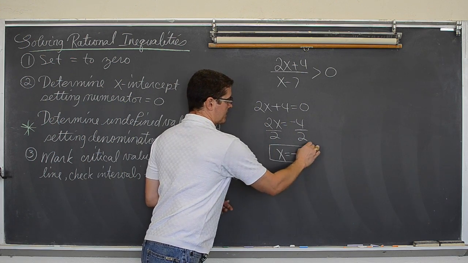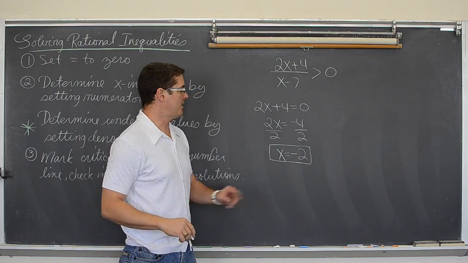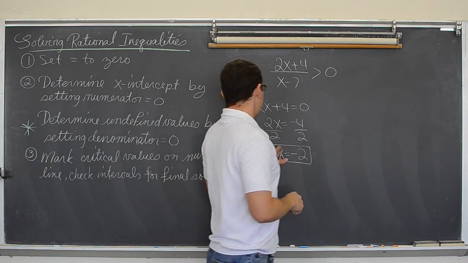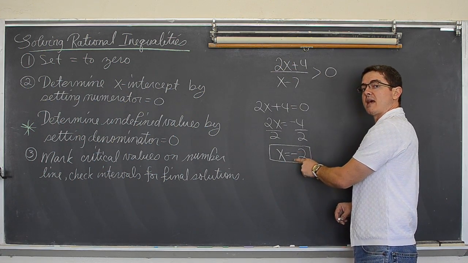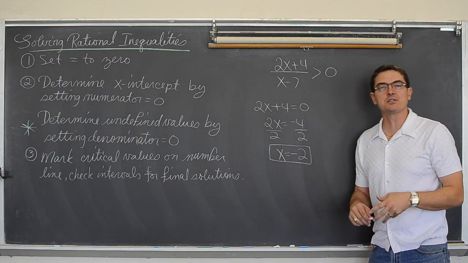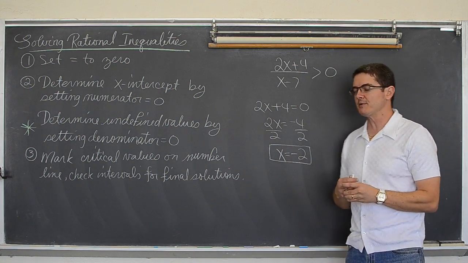Now, it's not really a solution. This is a critical value you're going to mark on your number line. If you were to graph this, it would cross the x-axis at negative 2. The numerator equals 0. That means the entire fraction equals 0. That means y is equal to 0, and hence, you have an x-intercept.